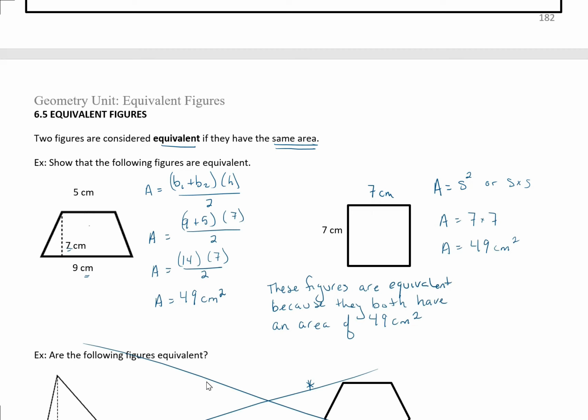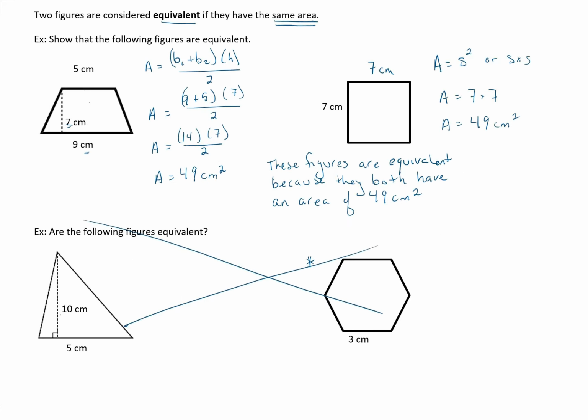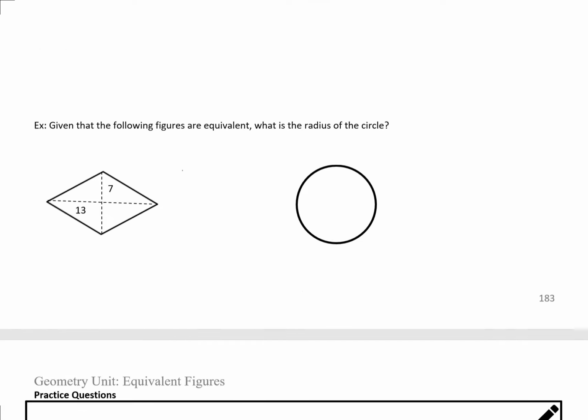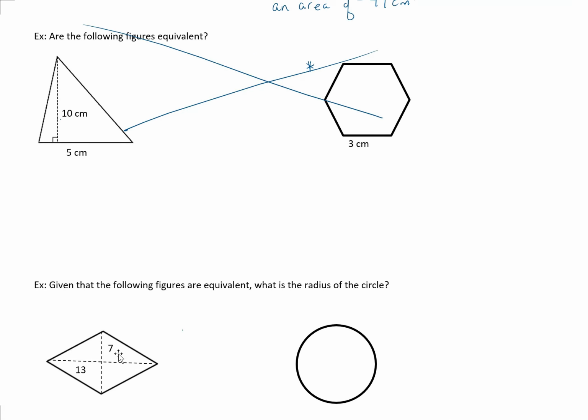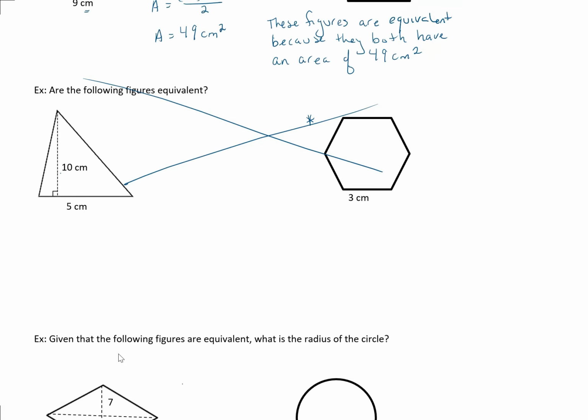So we're going to skip over the next question just for now, but we will come back to it. So don't cross it off in your book. But let's talk about the question just for a second. It says, are the following figures equivalent? So if you had a question like that, we would solve it the same way. We would find the areas of both. We would see if they were the same. If they are the same, they're equivalent. If they aren't, they're not.